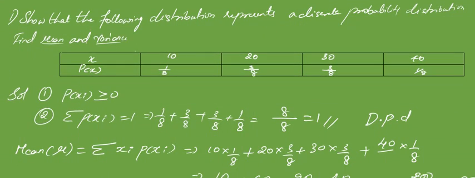So one problem which I'm going to explain is, show that the following distribution are discrete distribution. First you should know what is discrete distribution. Then we need to apply the formula of mean and variance to find its solution. So we have a table where x represents the event, at 10, 20, 30, 40, whose corresponding outcome, probability of x, is 1 by 8, 3 by 8, 3 by 8 and 1 by 8.